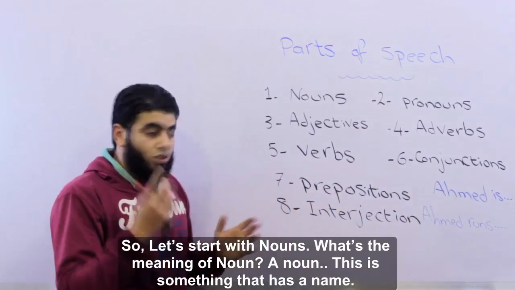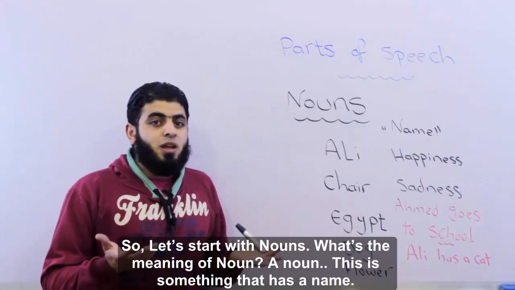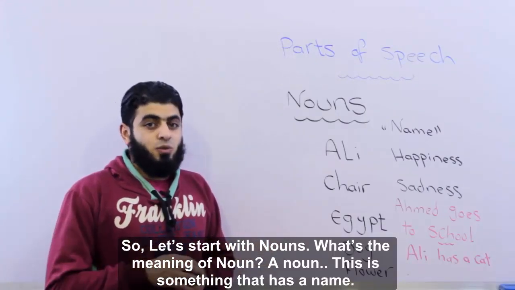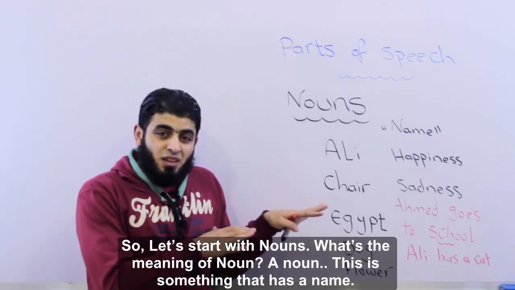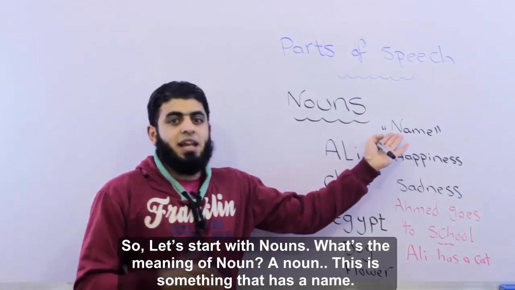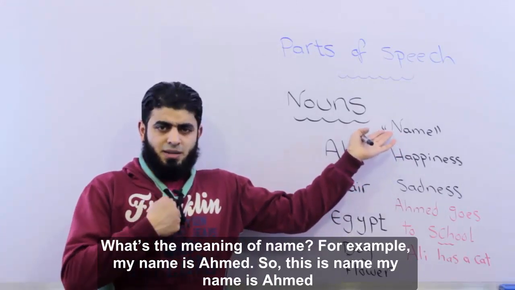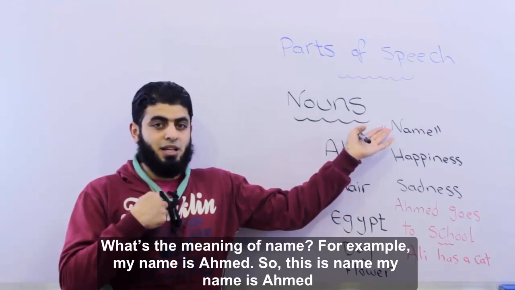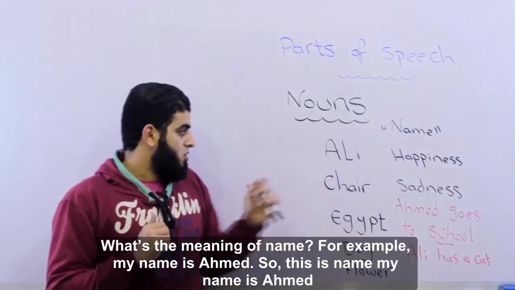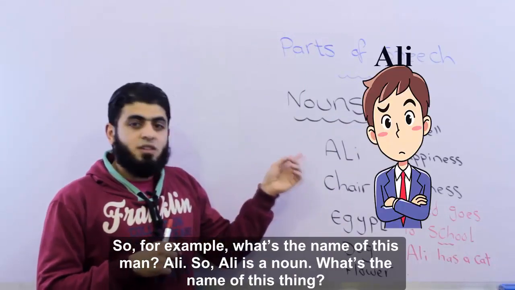Okay, so let's start with nouns. What's the meaning of a noun? A noun, this is something that has a name. What's the meaning of name? For example, my name is Ahmed. So this is name, my name. My name is Ahmed. So, for example, what's the name of this man?